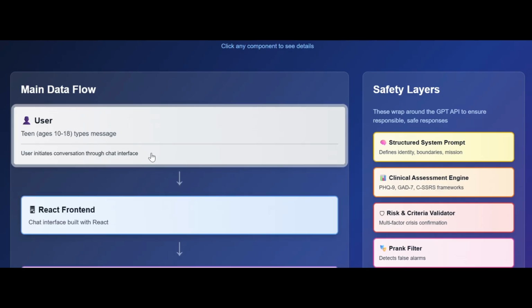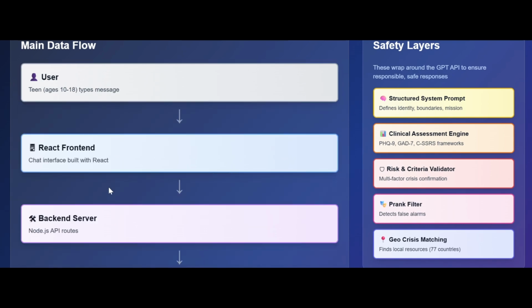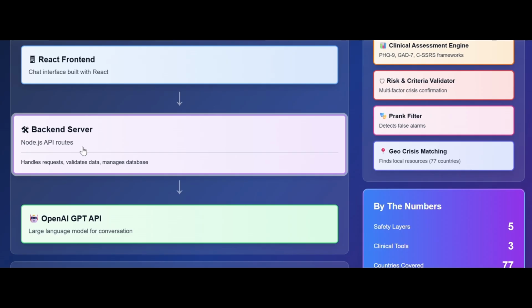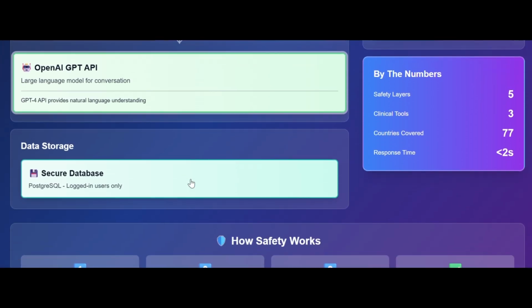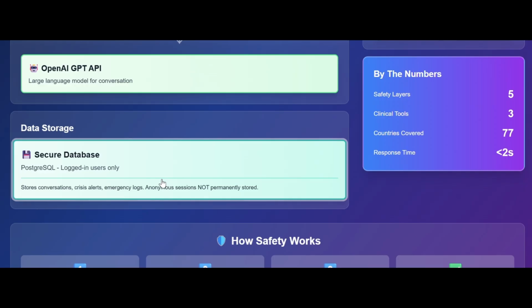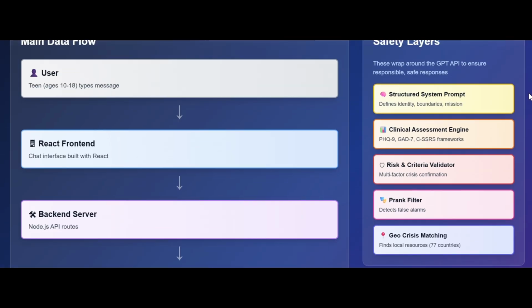Step 2. Framework-informed heuristics. The system is informed by established screening models, such as PHQ-9, GAD-7, and the Columbia Suicide Severity Rating Scale. These are not implemented as diagnostic tools, but instead are used to guide structure, signal weighing, and risk interpretation logic.